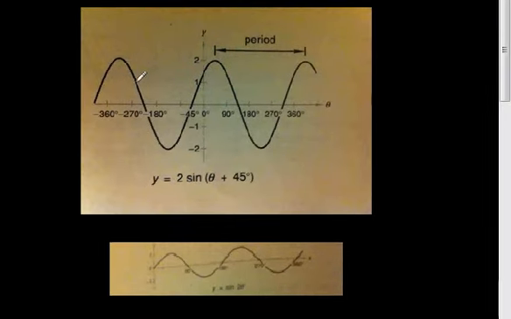Here's the sine curve. You can see it has shifted. If it was supposed to start at 0, 0, right here, it shifted 45 to the left, so we have plus 45, and the amplitude is 2, so we have the 2 there. You can measure a period in a graph. A period is from one hump to the next.